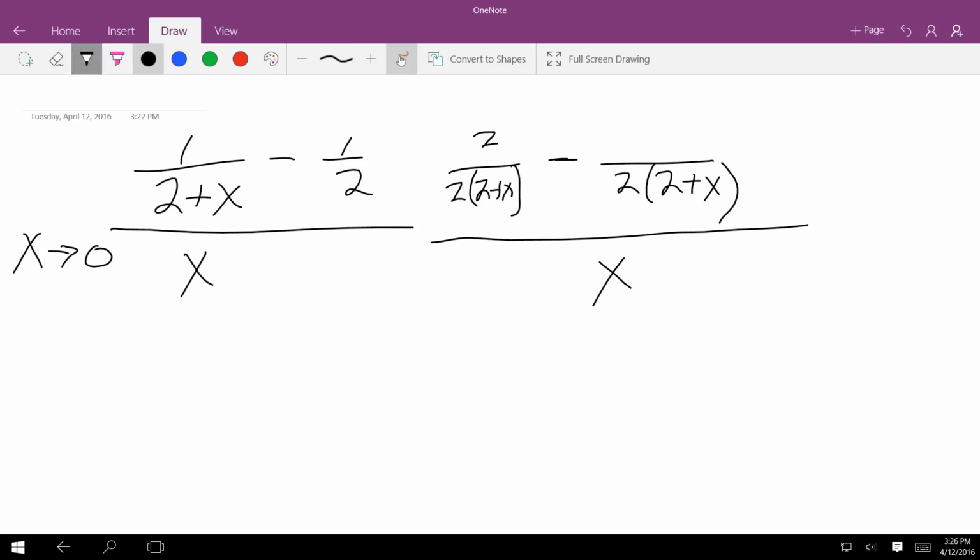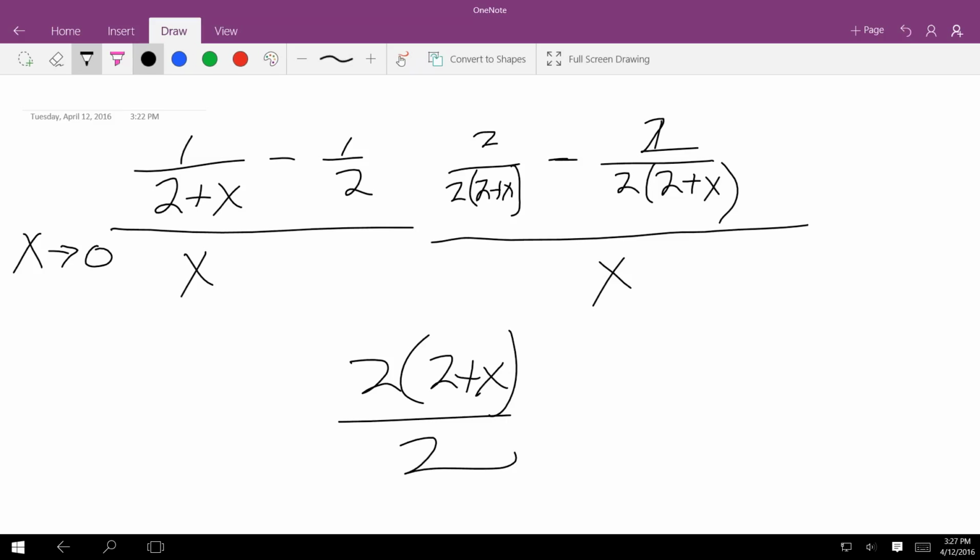Would that just be 1? Well, is that the same fraction? No. That would be 2. Is that the same fraction? Oh, it's 1/2. Divide 2 times 2 plus x by 2. What do you get? Just 2 plus x. That's it. Now, is that the same fraction? Yes, because the 2 plus x's would cancel and I would be left with 1/2.